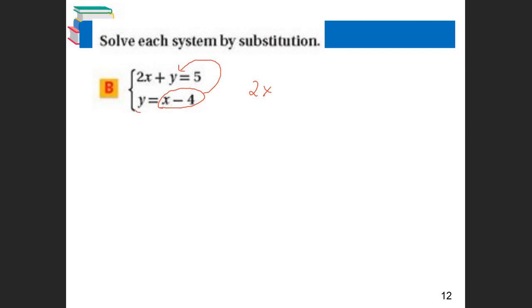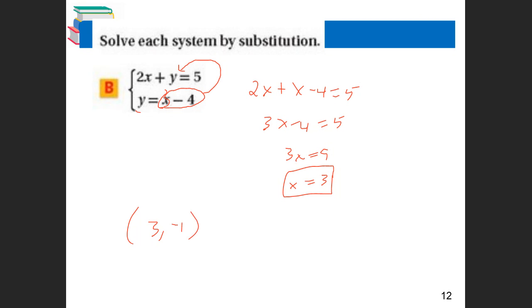So now I have 2x plus x minus 4 equals 5. Solve this equation for x. So 3x minus 4 equals 5. Add the 4 over, so 3x equals 9. X equals 3. Boom. I know what x equals. So let's figure out what y is equal to. So I put 3 here. 3 minus 4 is -1. So y is -1. Once you have one of the variables, it's really easy to get the second variable.